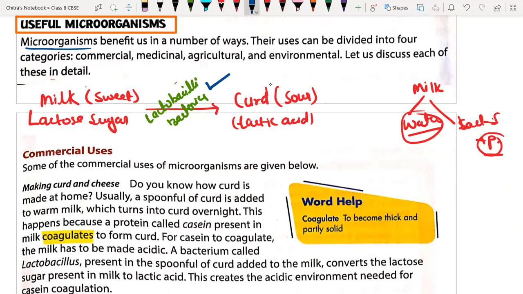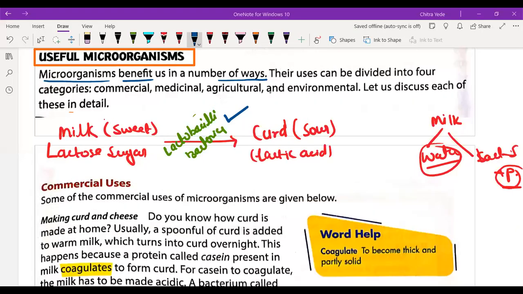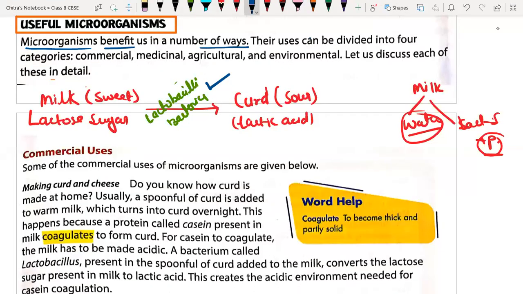Microorganisms benefit us in a number of ways. Such microorganisms are called useful microorganisms. Their uses can be divided into 4 categories, depending on where we can use those useful microorganisms.